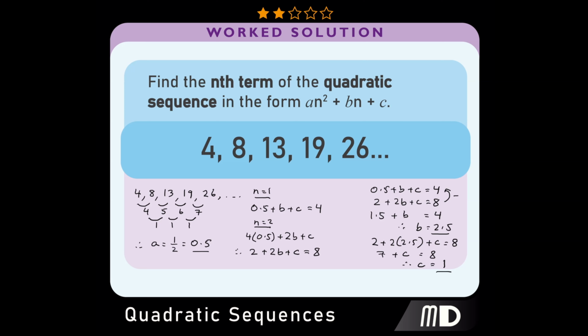So that gives us an nth term rule of 0.5 n squared plus 2.5 n plus 1. A good skill at this point is to substitute other values of n into that expression and check that we get the third and fourth terms correct. So the answer to this question is 0.5 n squared plus 2.5 n plus 1.